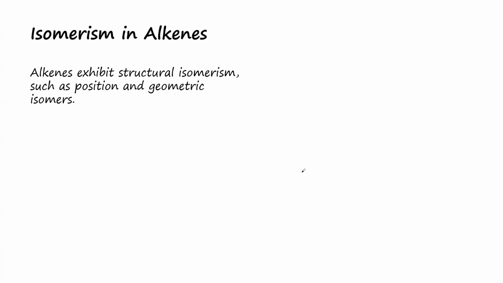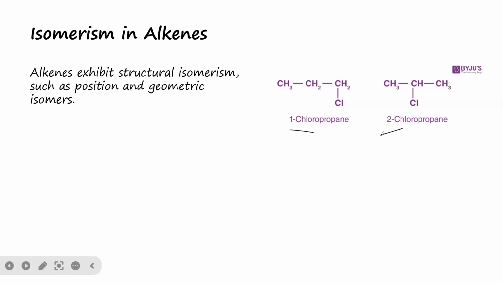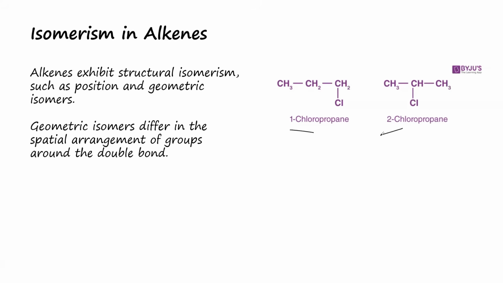So, isomerism in alkenes. Alkenes exhibit structural isomerism such as positional and geometric isomers. Positional isomers are compounds that have the same molecular formula and the same functional group, but a different position of the functional group or a substituent. As we can see here, the chlorine is at carbon 1 here, and it is at carbon 2 there. So it is just a change in the position of the substituent or the functional group.